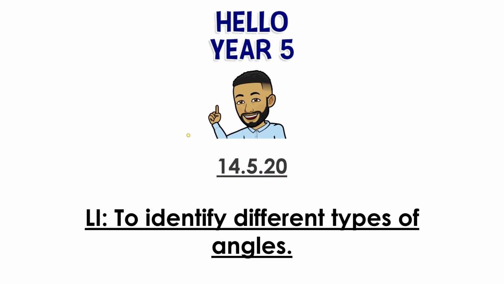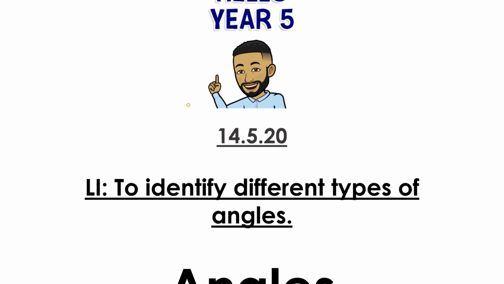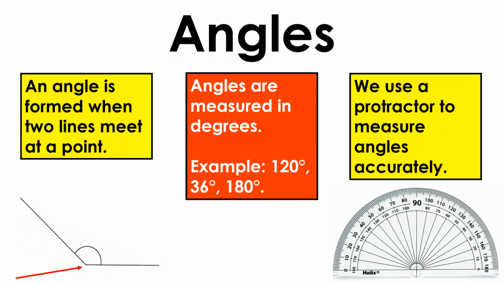Good morning, Year 5. Your learning intention today is to identify different types of angles. Now, just a quick introduction about angles. An angle is formed when two lines meet at a point. So you can see here that these two lines have met at a point, and that has created an angle.